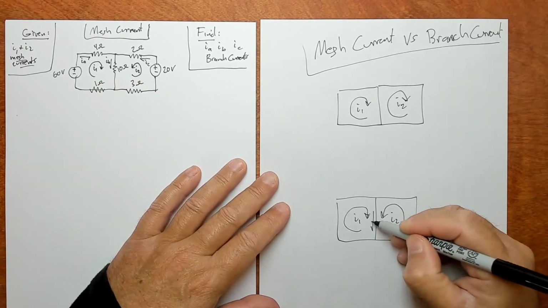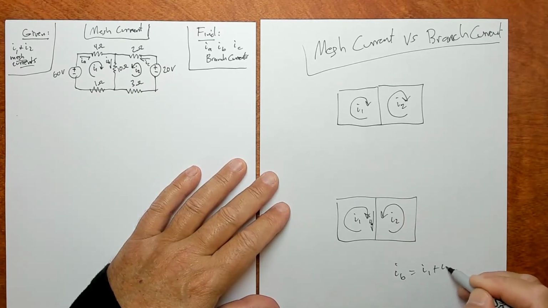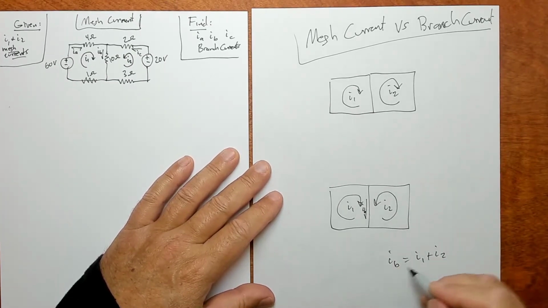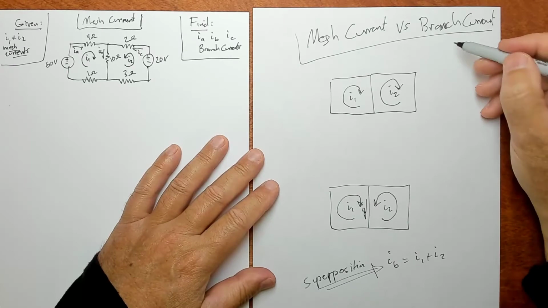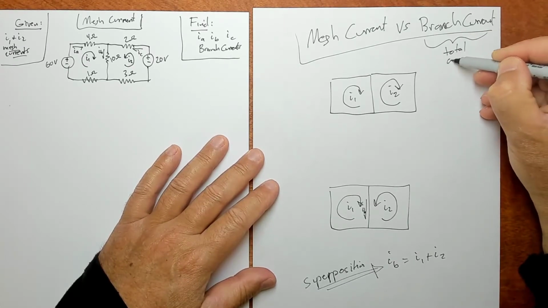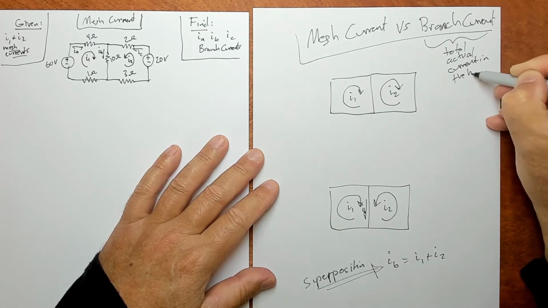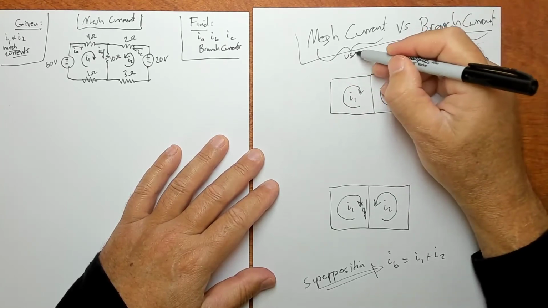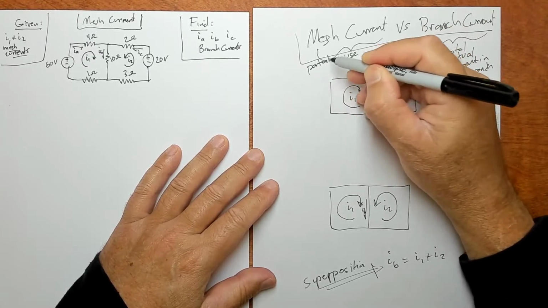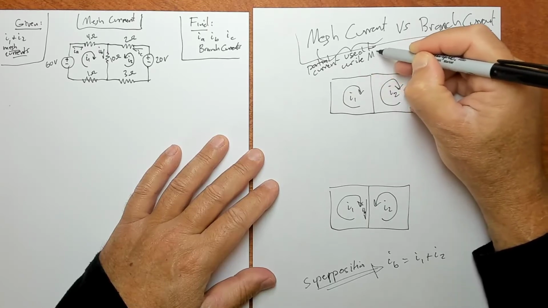Then the branch current, let's use IB here. So IB is I1 plus I2. This is superposition, really. So the branch current is the total current. That's the total actual current in the branch. That's why they call it the branch current. And the mesh current is just the current that's used to write the mesh equation. It's a partial current used to write the mesh current equation.